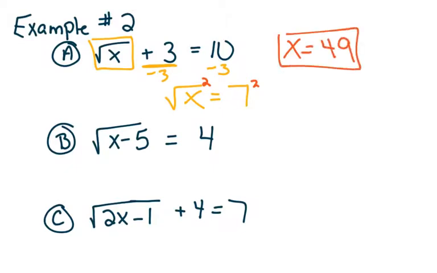Again, if I want to check, I can put 49 in there. The square root of 49 is 7. 7 plus 3 is 10. So yes, it checks. All right, let's do our next one.